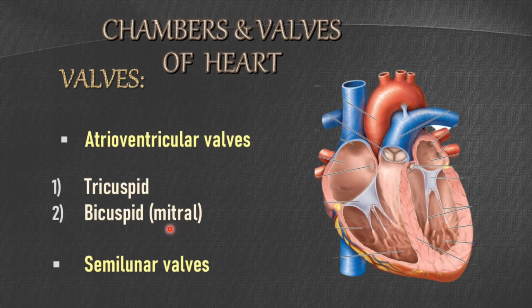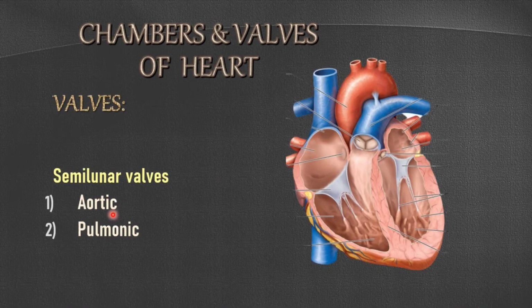The bicuspid valve is called so because it has two leaflets or two cusps, and the tricuspid valve has 3 cusps or 3 leaflets, which is why it is called a tricuspid valve. And there are semilunar valves, which are the pulmonary and aortic valves.